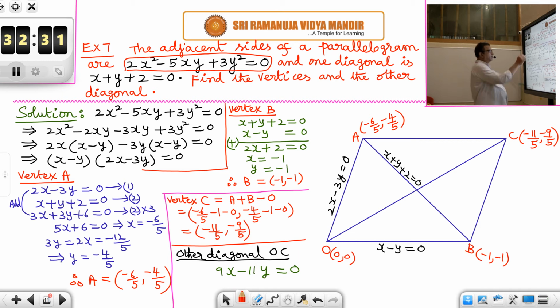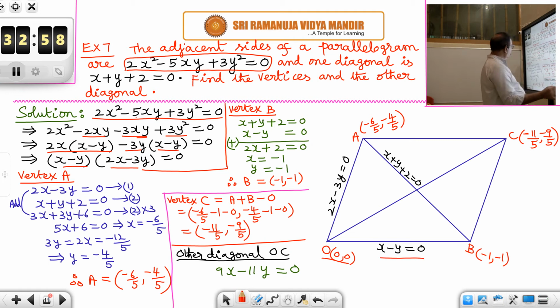So here also the pair of lines we are resolving into two individual lines. 2x square minus 5xy plus 3y square, minus 5xy is written as minus 2xy minus 3xy. So 2x common in the first two terms, bracket x minus y. Third and fourth terms, minus 3y common, bracket x minus y, again x minus y common. So I have shown them in the diagram. Passing through origin, this is origin, individual lines are x minus y equal to 0 and 2x minus 3y is equal to 0. These are two adjacent sides of a parallelogram.